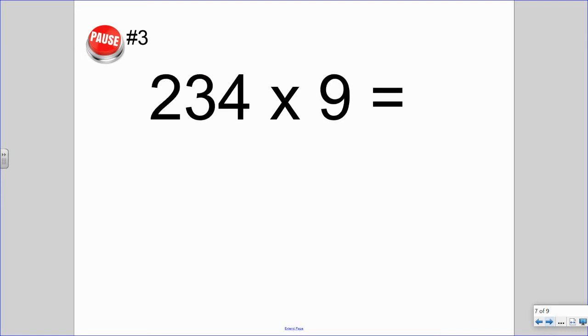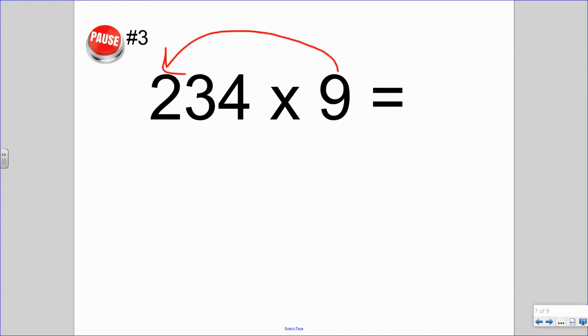All right, this time we have a single digit to distribute to 3 different digits. So go ahead and pause. All right, so instead of having 2 parts of our answer to put together, we're going to have 3 parts of our answer.